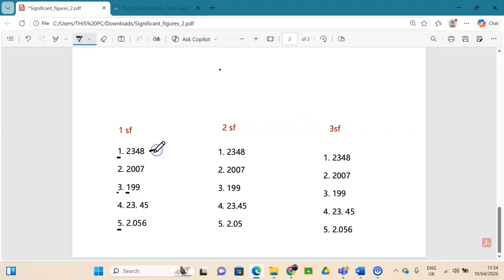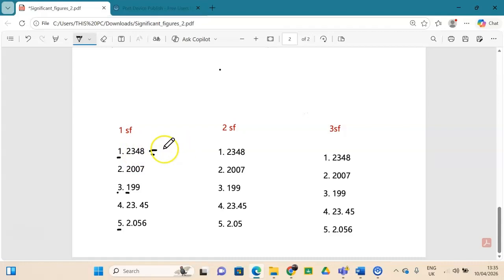So for this to 1 SF, we are trying to approximate 2,348 to 1 SF. So we're going to pay attention to the first digit. The first digit here is 2. Then we're looking at the next digit. Is the next digit up to 5? No.